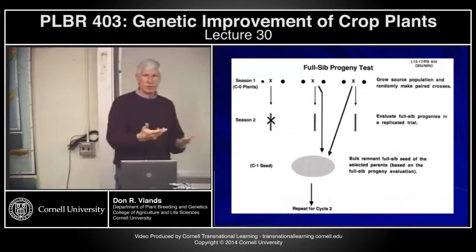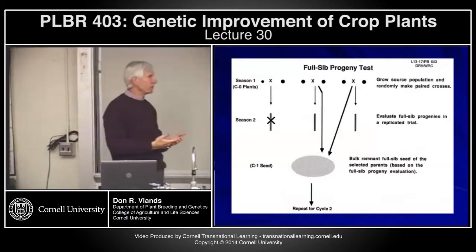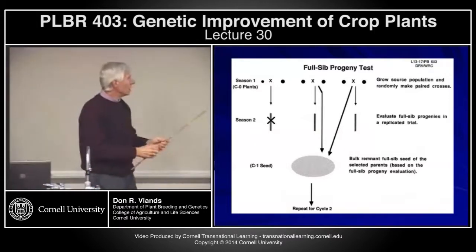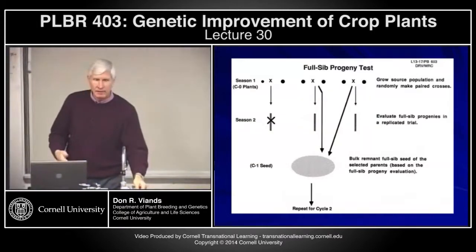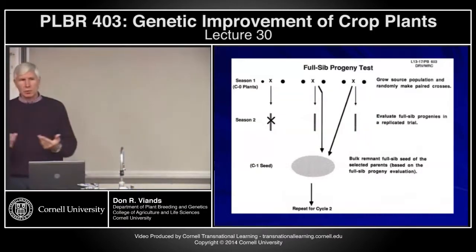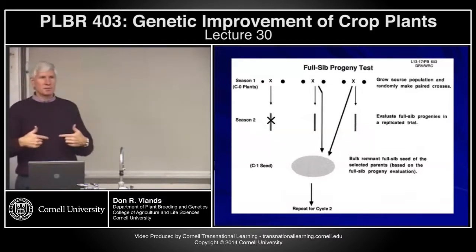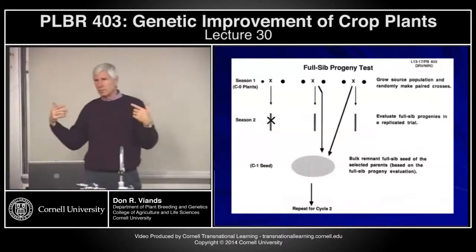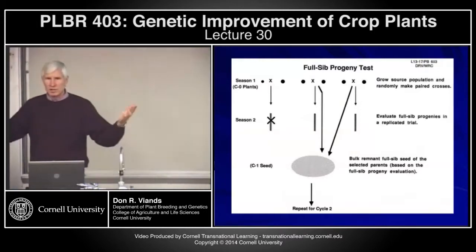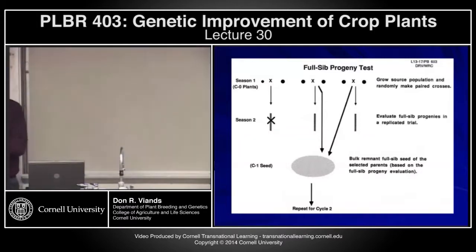Okay, so you do a bunch of those full-sib crosses from your population. In season 2, you grow out those full-sib progenies in a replicated trial and evaluate them and identify the superior ones. And then you take the remnant seed. You keep some of the full-sib seed in packages in seed storage. Take the remnant seed of the superior full-sibs and just bulk those to be your cycle 1 seed.